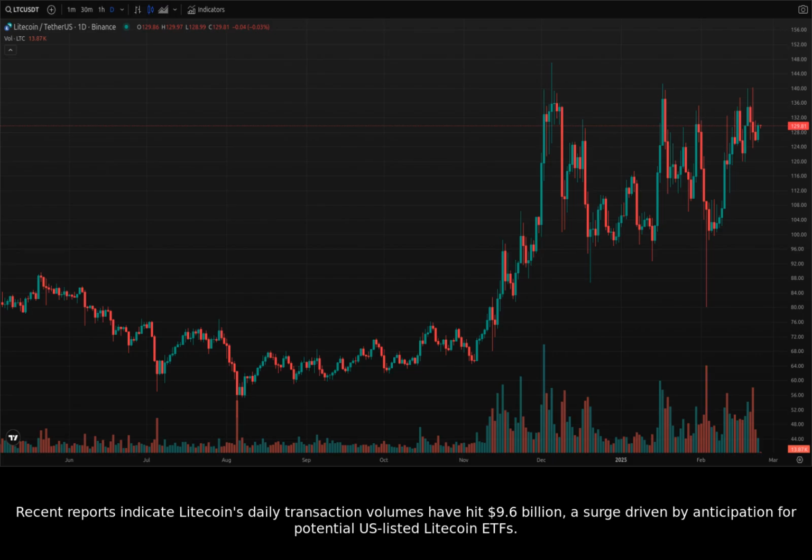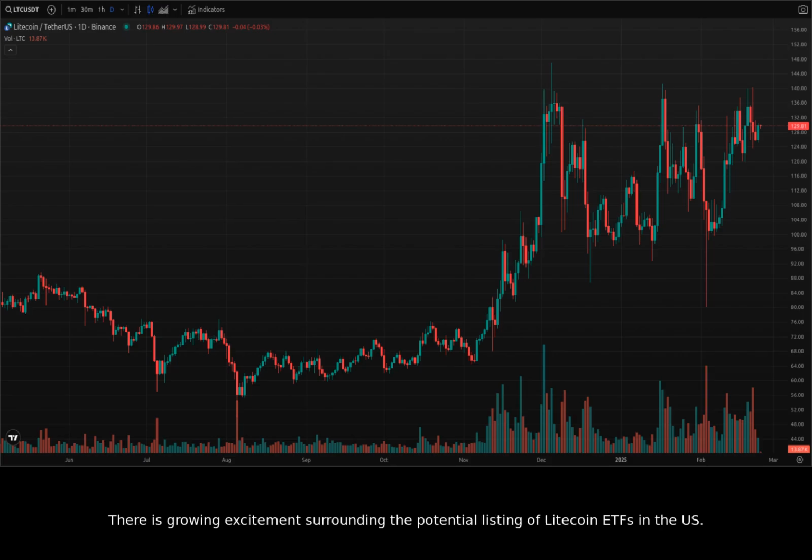Recent reports indicate Litecoin's daily transaction volumes have hit $9.6 billion, a surge driven by anticipation for potential US-listed Litecoin ETFs. There is growing excitement surrounding the potential listing of Litecoin ETFs in the US. This could significantly impact Litecoin's price, as it could make it more accessible to a wider range of investors.